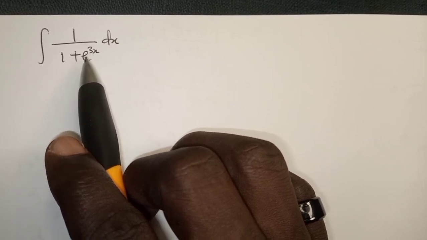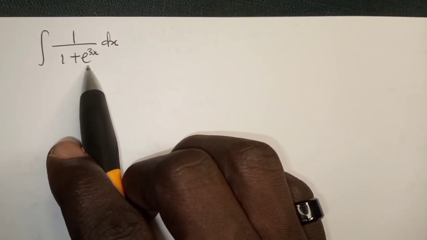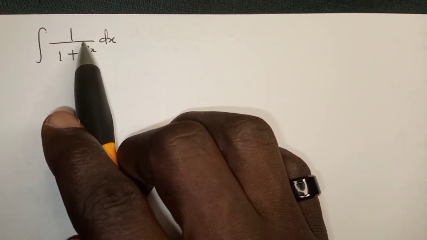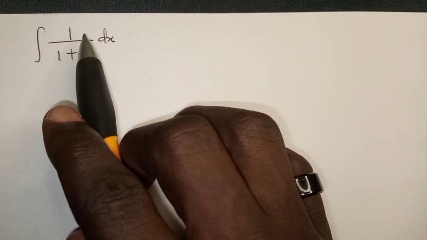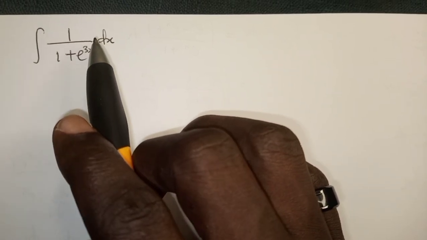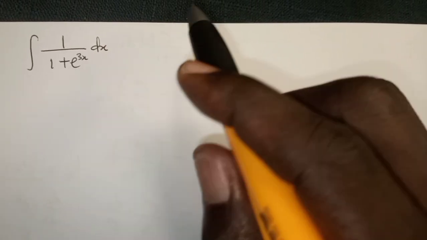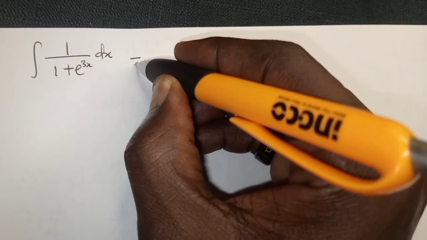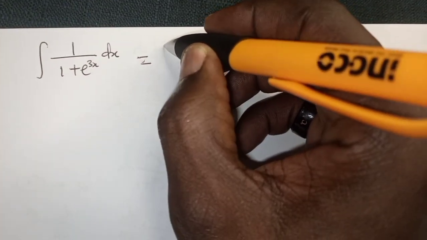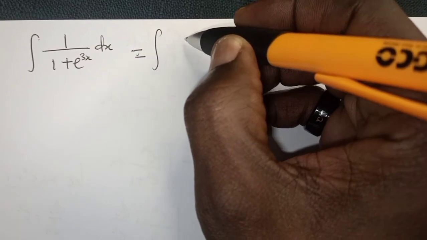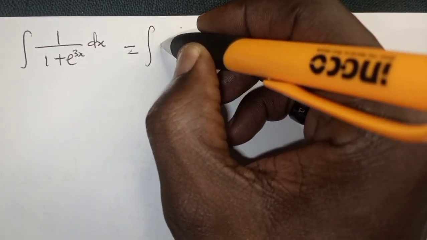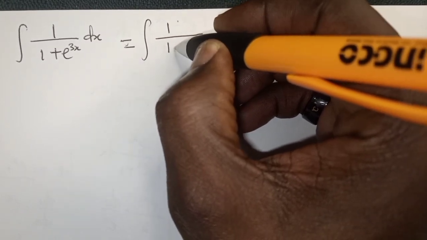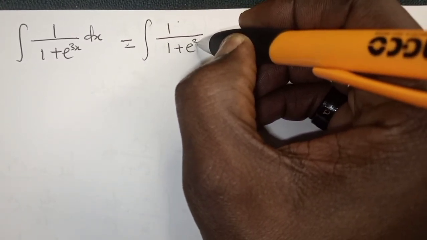So if we introduce this additive term in the numerator, that will make some sort of similarity, so we'll be able to solve it easily. And that is the approach of the additive inverse. So we have this should be equal to the integral of 1 over 1 plus e exponent 3x.